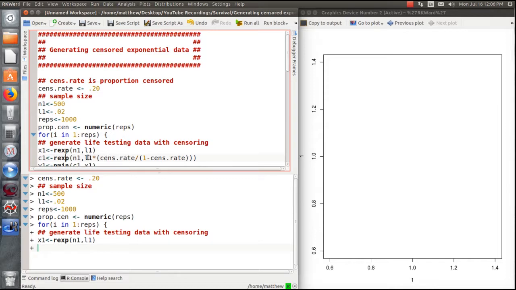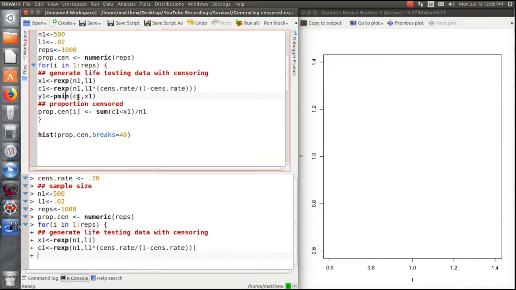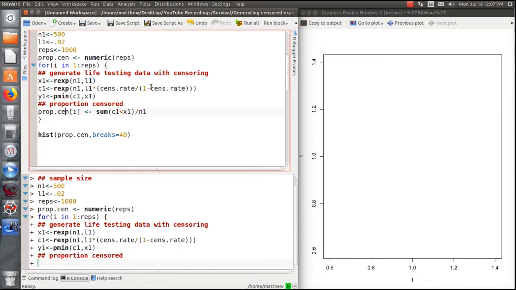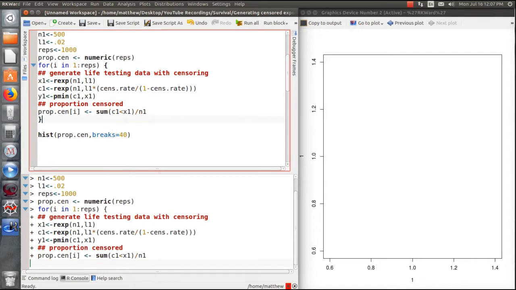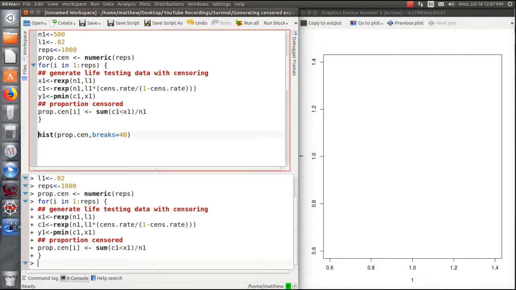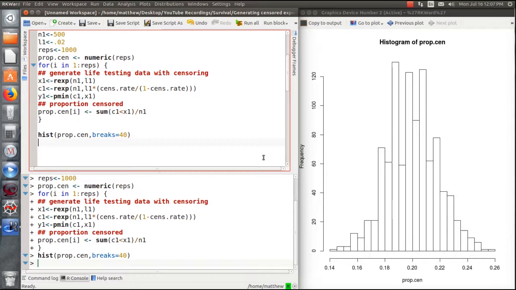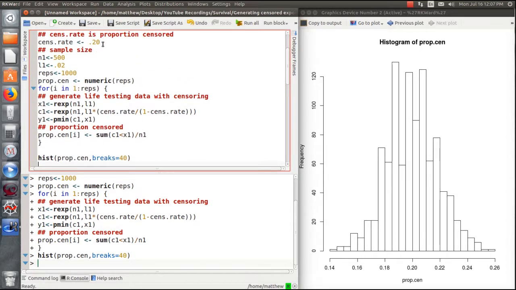c1 is our censoring mechanism, and here it is. So we're using L1 times censor rate divided by 1 minus censor rate, and we want the minimum of those, so that's our Y1. And this, we're going to collect the proportion that have been censored and stored in this vector, and each loop is going to store the results in the next component of that vector.